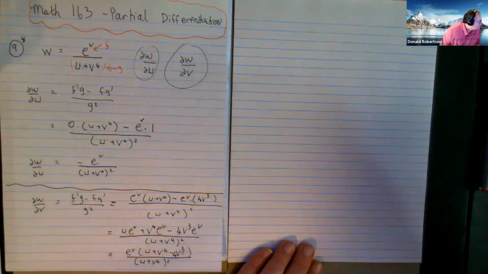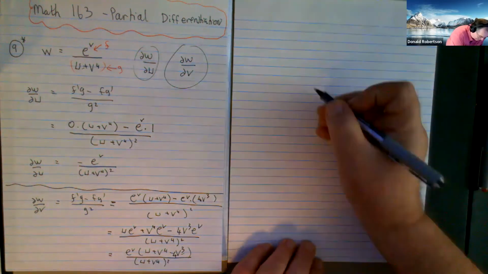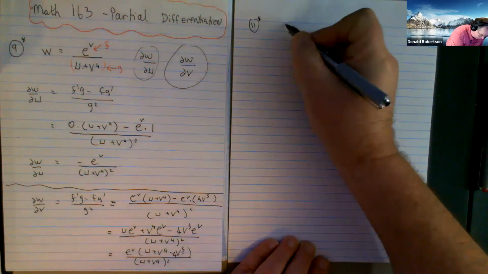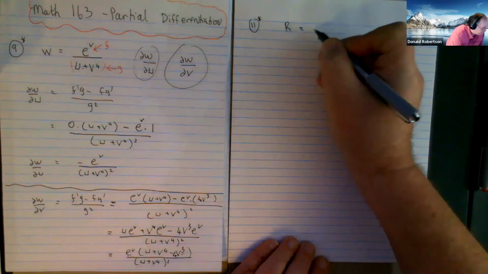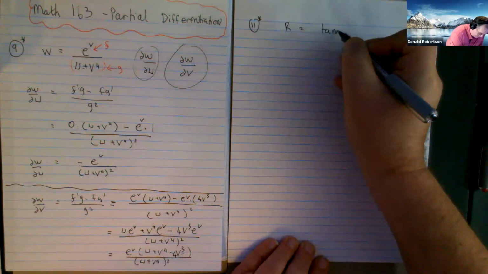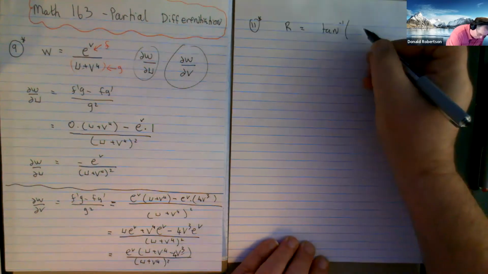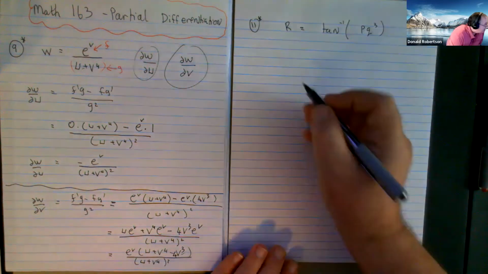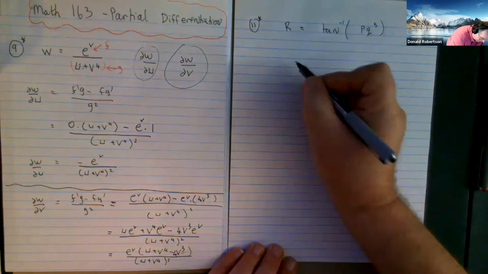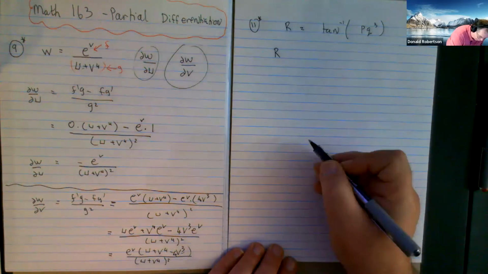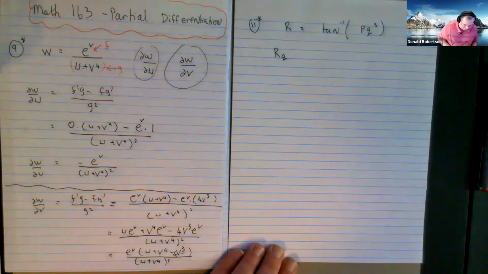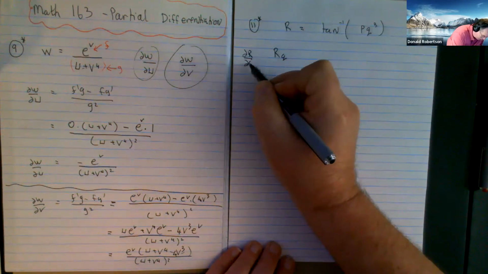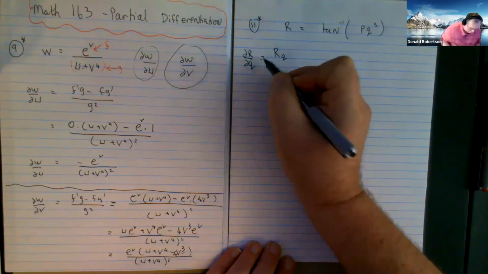I think I'm moving on to this one. This is an example of a chain rule being used. So we have a function r, and it's equal to the inverse tan of p q cubed. And I'll just find one of them. Let's find the derivative of r with respect to q, right? Same thing, right?